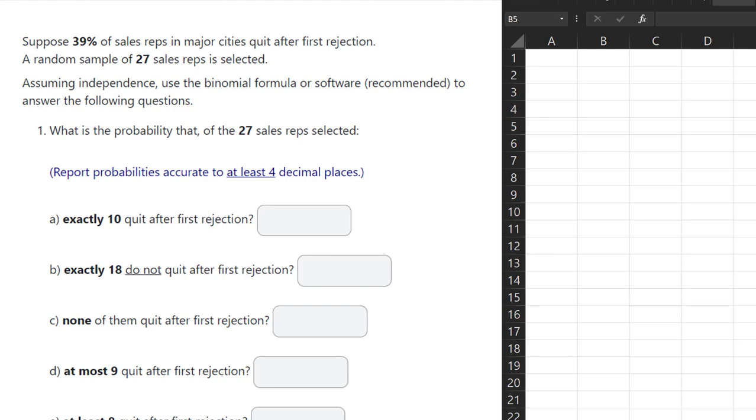In this question, we're going to be using the binomial formula in Excel to answer these questions. Here we have a probability P of 39% and a sample size of 27. So we have P equals 0.39 and N equals 27. So I'm going to set that up in Excel here.